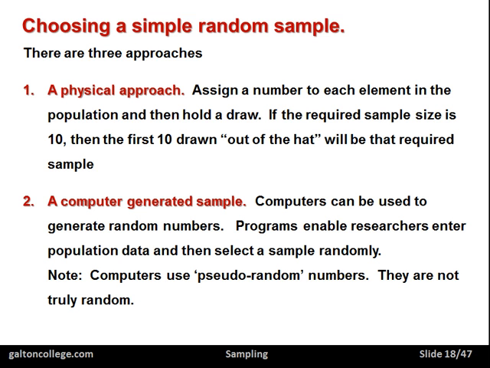The error that would be involved in using computers over and above the physical approach, that error is very small. So generally speaking, using computers is a way forward. But I'm just saying that it's not truly random, it's pseudo-random. Computers use pseudo-random numbers, they're not true random numbers.